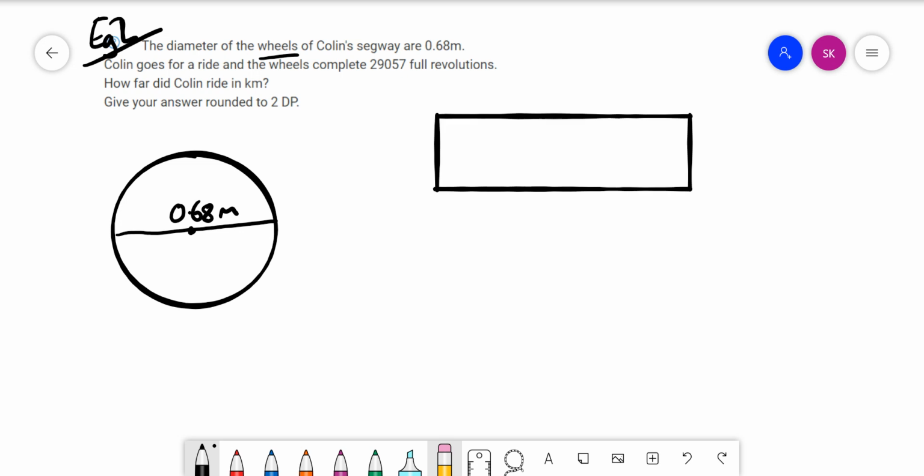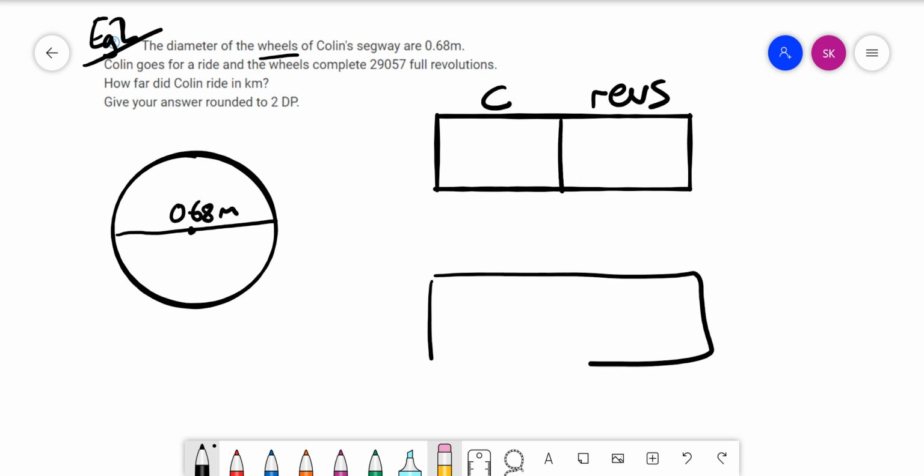So I'm going to do circumference and revs. So we've got to figure out what the circumference is for one rev. It should really be distance here, shouldn't it? It should be distance, and this box represents the circumference. Distance and revolutions. Sorry guys, I'm kind of making this up as I go along because I've never actually taught this before, but let's call that distance, and that's the number of revolutions.